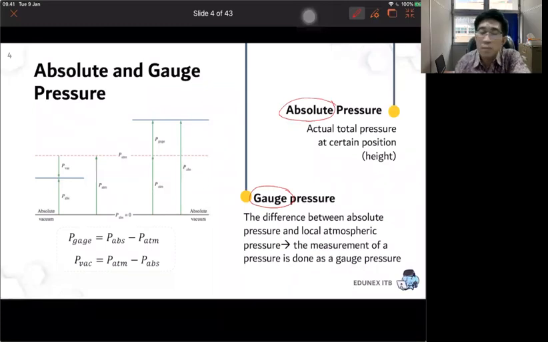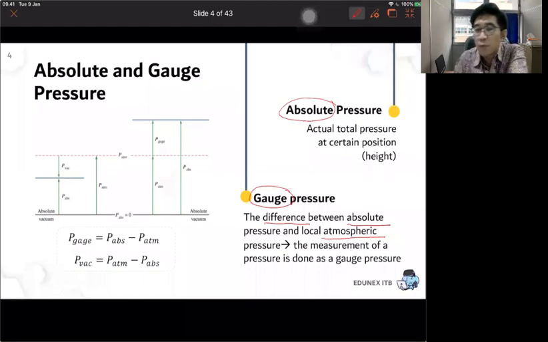So the pressure measurement device calculates the system pressure by subtracting the atmospheric pressure from the actual total pressure of the system, the absolute pressure. So the gauge pressure will be the difference between absolute pressure and local atmospheric pressure. So please be careful.